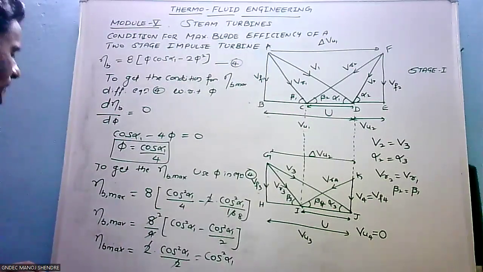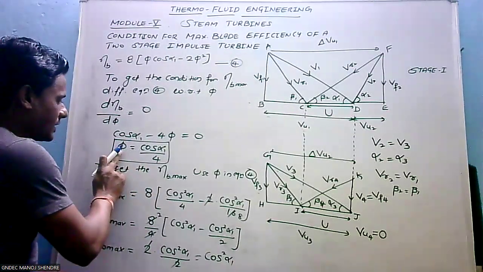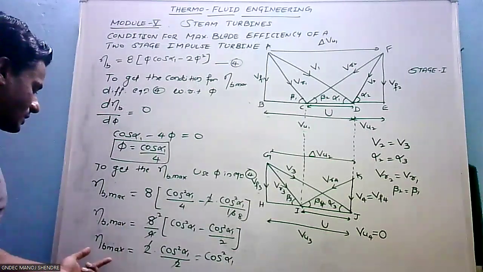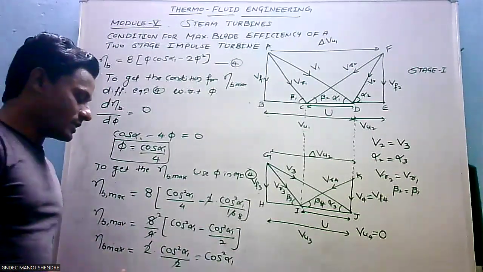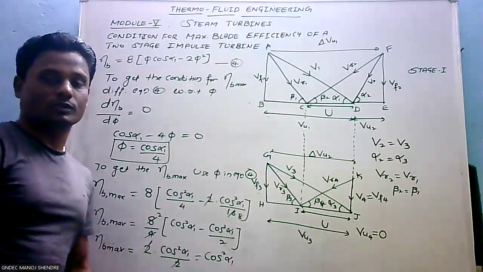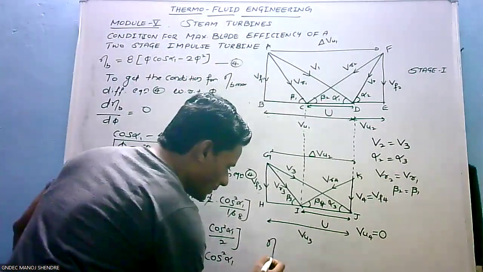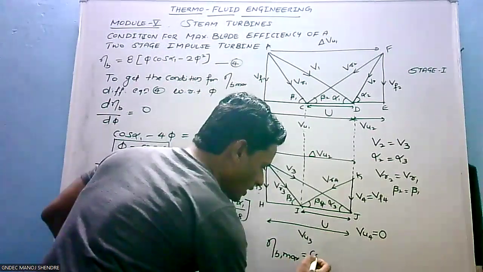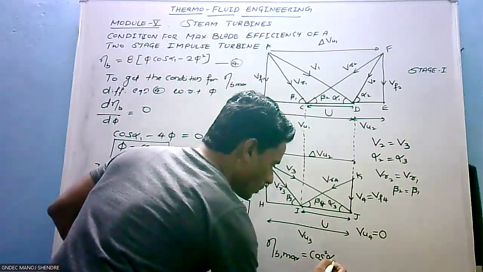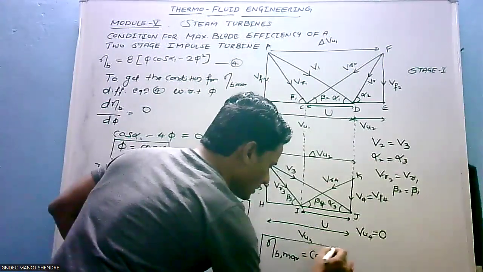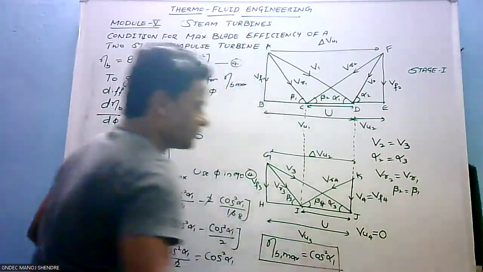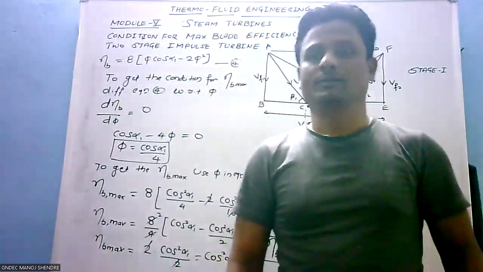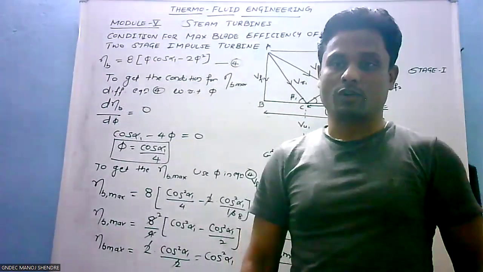So you have to remember, the condition is phi equals cos alpha 1 by 4, whereas the maximum blade efficiency equation is eta b max equals cos square alpha 1. This is the required equation. So this is a very important derivation from your examination point of view.